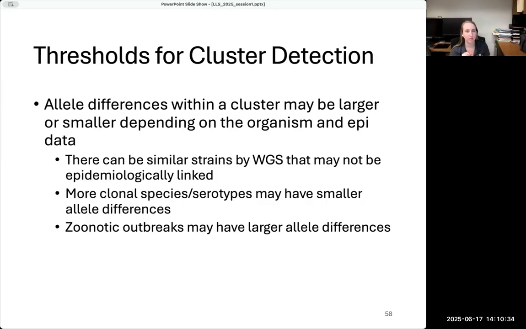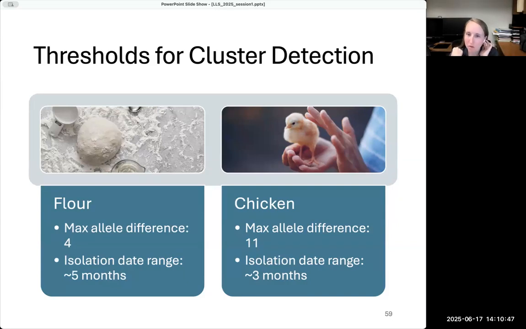And that is because, I like to give this example. These are based on actual numbers, and I've seen way more exaggerated differences, but I wanted to give some real numbers. In a flour outbreak, the max allele difference might be 4, and the isolation date range maybe 5 months, so quite a while. And then this was from, I think, one of the live poultry outbreaks from a previous year. And these are both the same serovar, both Infantis. But the maximum allele difference was 11, and the isolation date range was smaller, so 3 months.